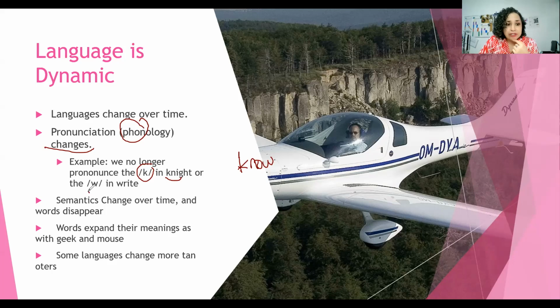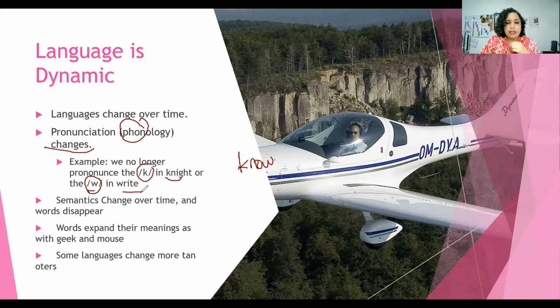Or, for example, the W in write. The way it sounds doesn't include the W. You don't pronounce the W. Of course not. You say right, to write. But consciously knowing that the way that you write that word includes a W. So that's what phonology means in terms of evolving.